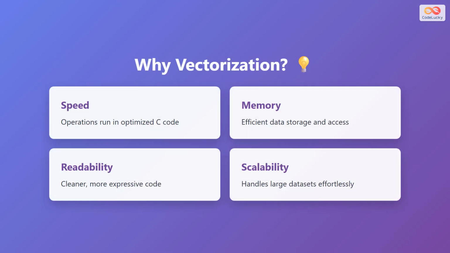Vectorization offers 4 major benefits. First, speed. Operations run in optimized C code that's much faster than Python. Second, memory efficiency. NumPy uses efficient data storage and access patterns. Third, readability. Your code becomes cleaner and more expressive. And fourth, scalability. Vectorized operations handle large datasets effortlessly without any code changes.